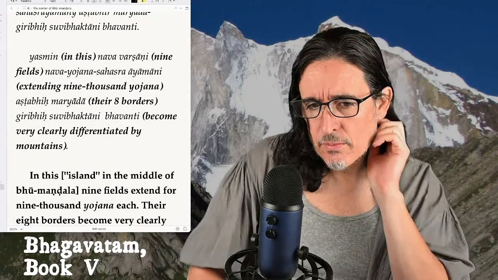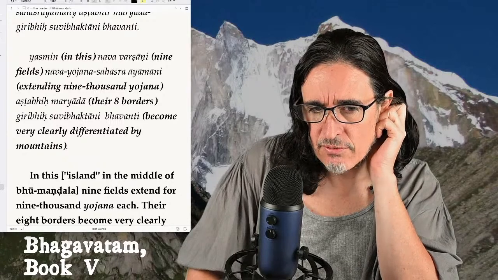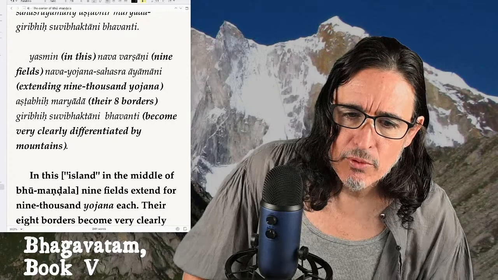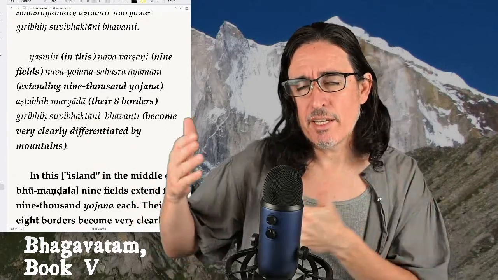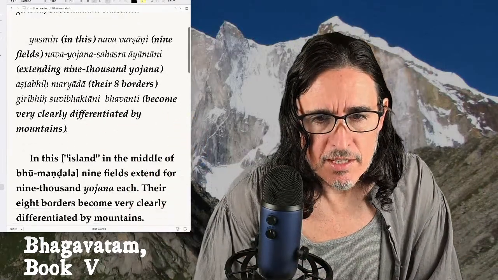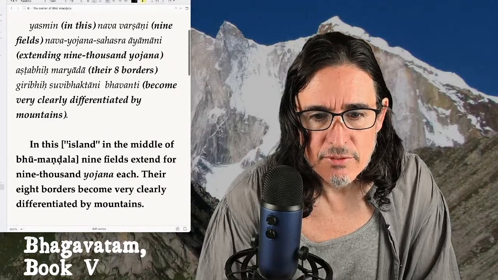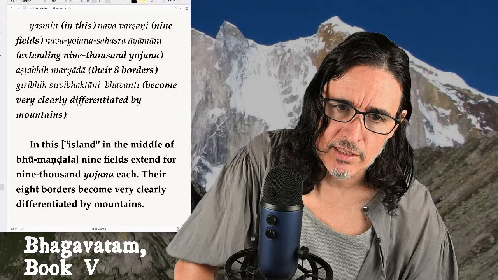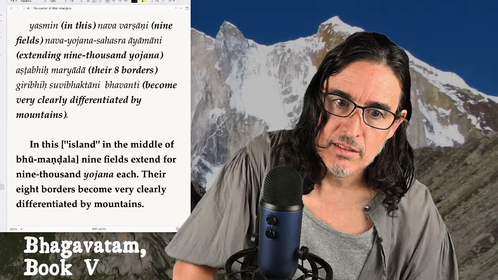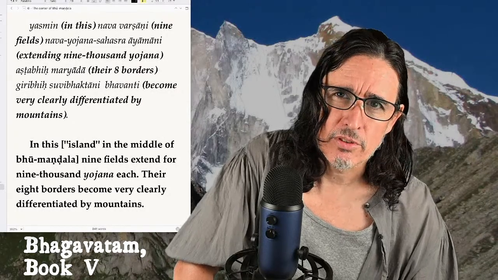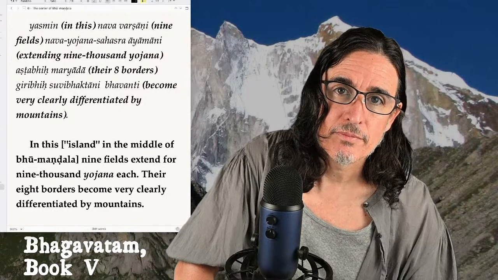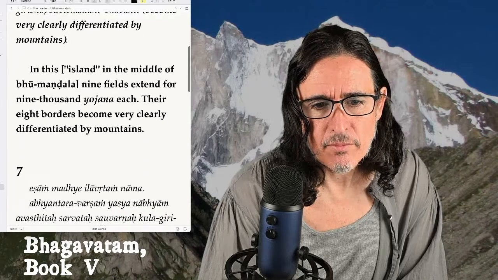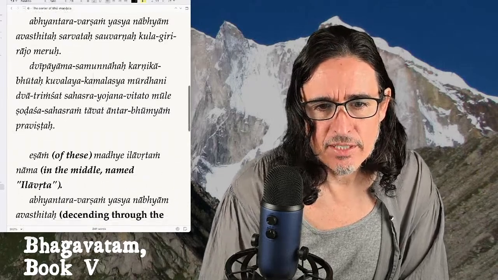In this globe, there are 9 fields extending for 9,000 yojanas each. There are 8 borders, so if there are 9 of them, there'll be 8 borders between them, very clearly differentiated by mountains. Very clearly differentiated can also mean it's almost impossible to traverse between them. Suvibhaktani. Then the verse that we just read.